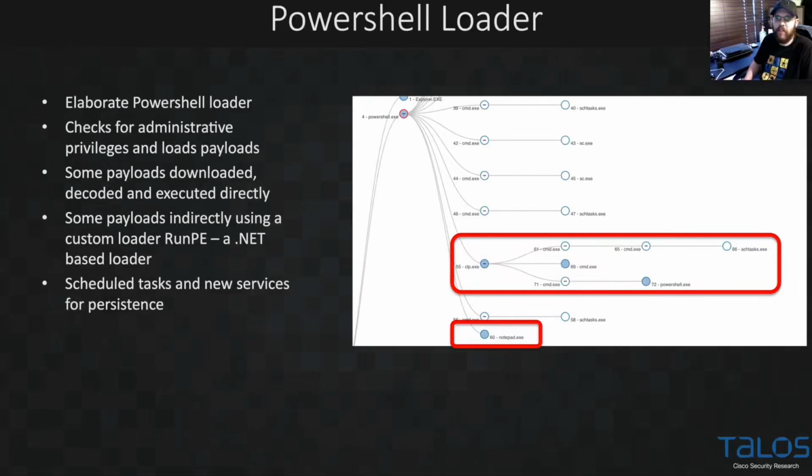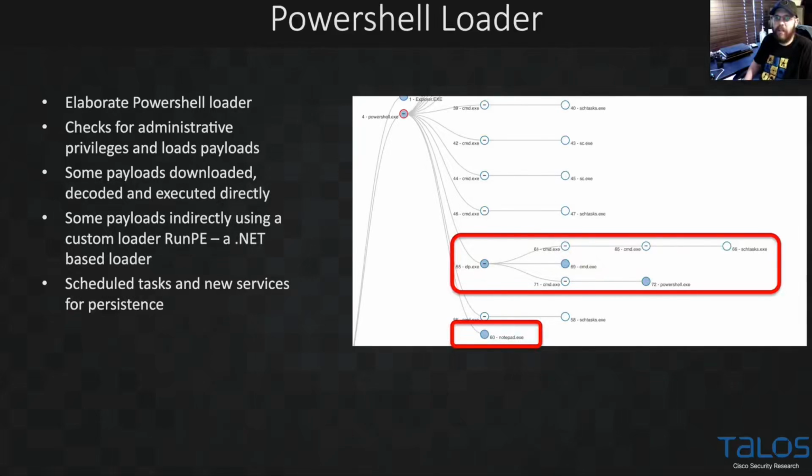So it checks to see if the user is part of the administrator's group. And then it makes a decision about what sorts of payloads to drop and infect the system with based on that sort of information. Some of the payloads would be retrieved directly from attacker-controlled distribution servers, downloaded and executed as normal, whereas other payloads were actually loaded using RunPE, which is a custom .NET loading capability.